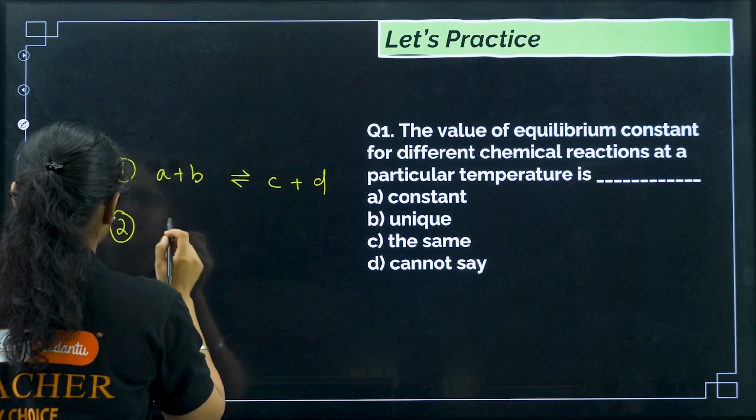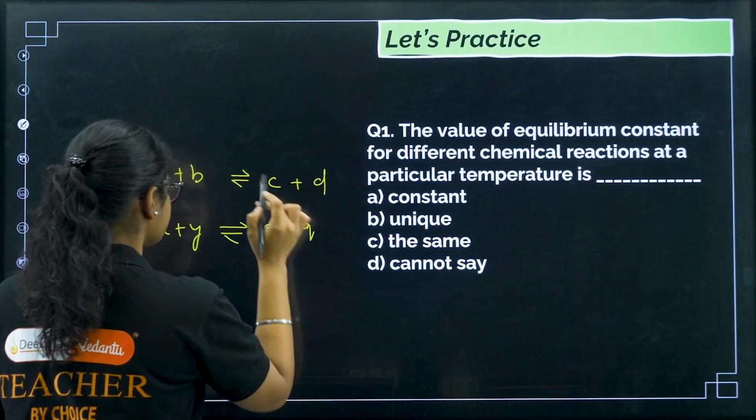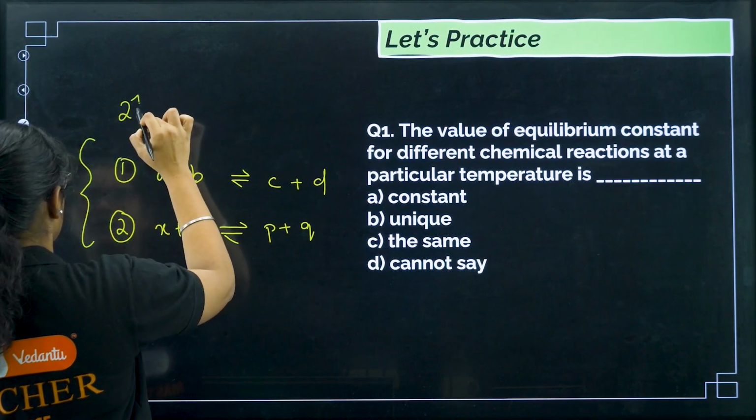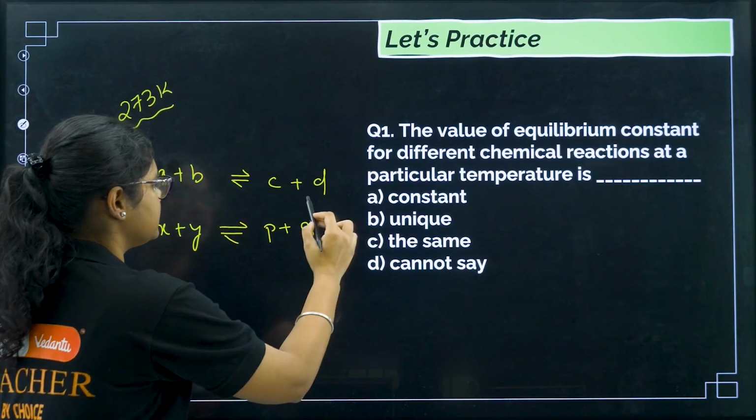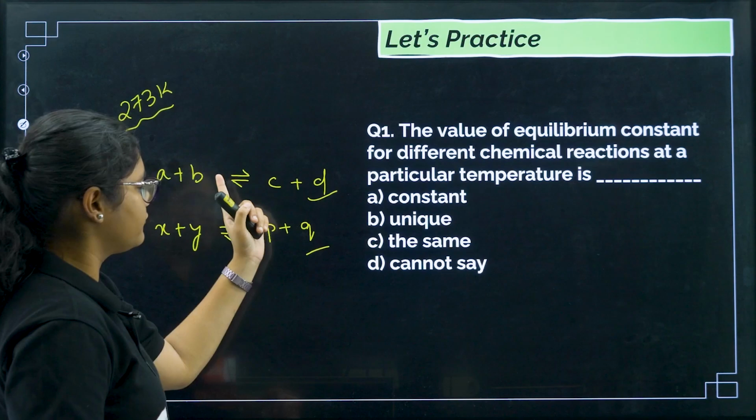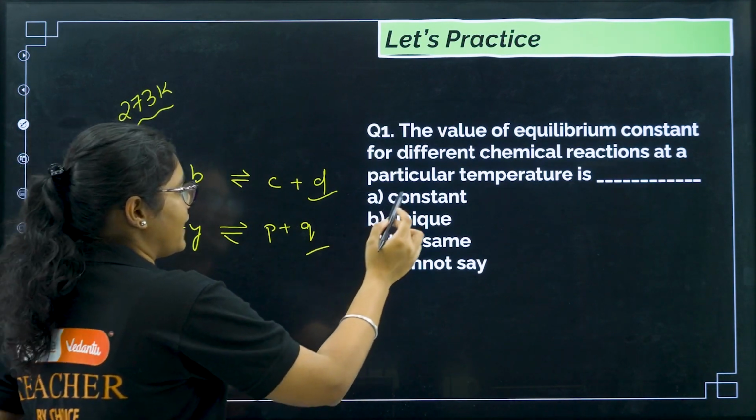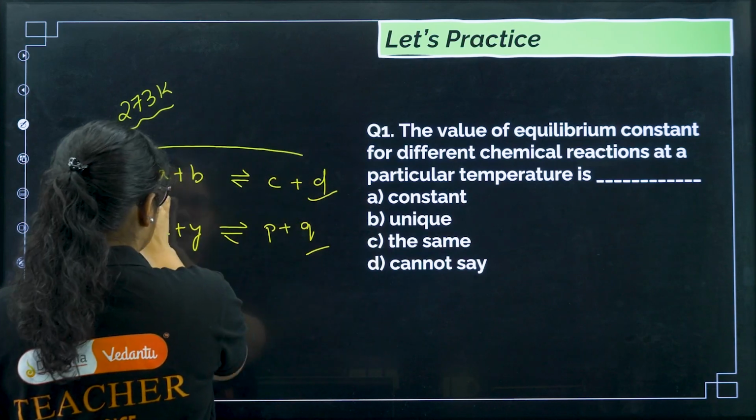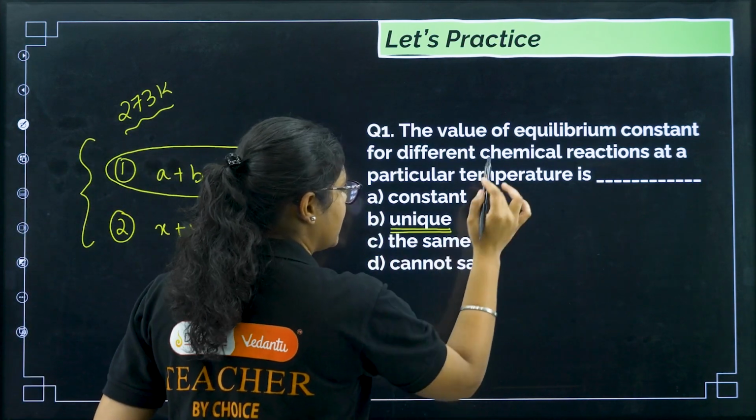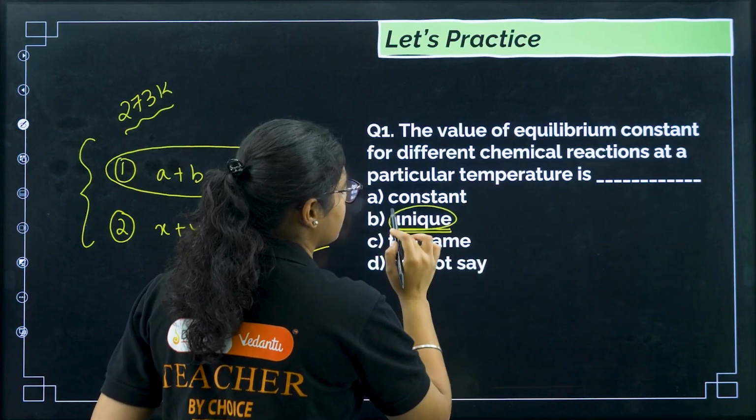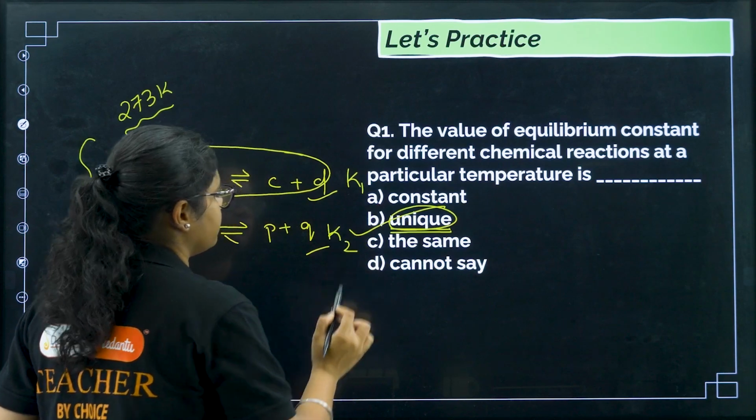We are having one more reaction where X plus Y is giving P plus Q. Both these reactions are occurring at 273 Kelvin. The question is asking whether the equilibrium constants of two different reactions at the same temperature will be the same. The value of the equilibrium constant for one particular reaction is unique. For every different reaction the equilibrium constant will be unique. For this reaction it is K1, for this reaction it will be K2.